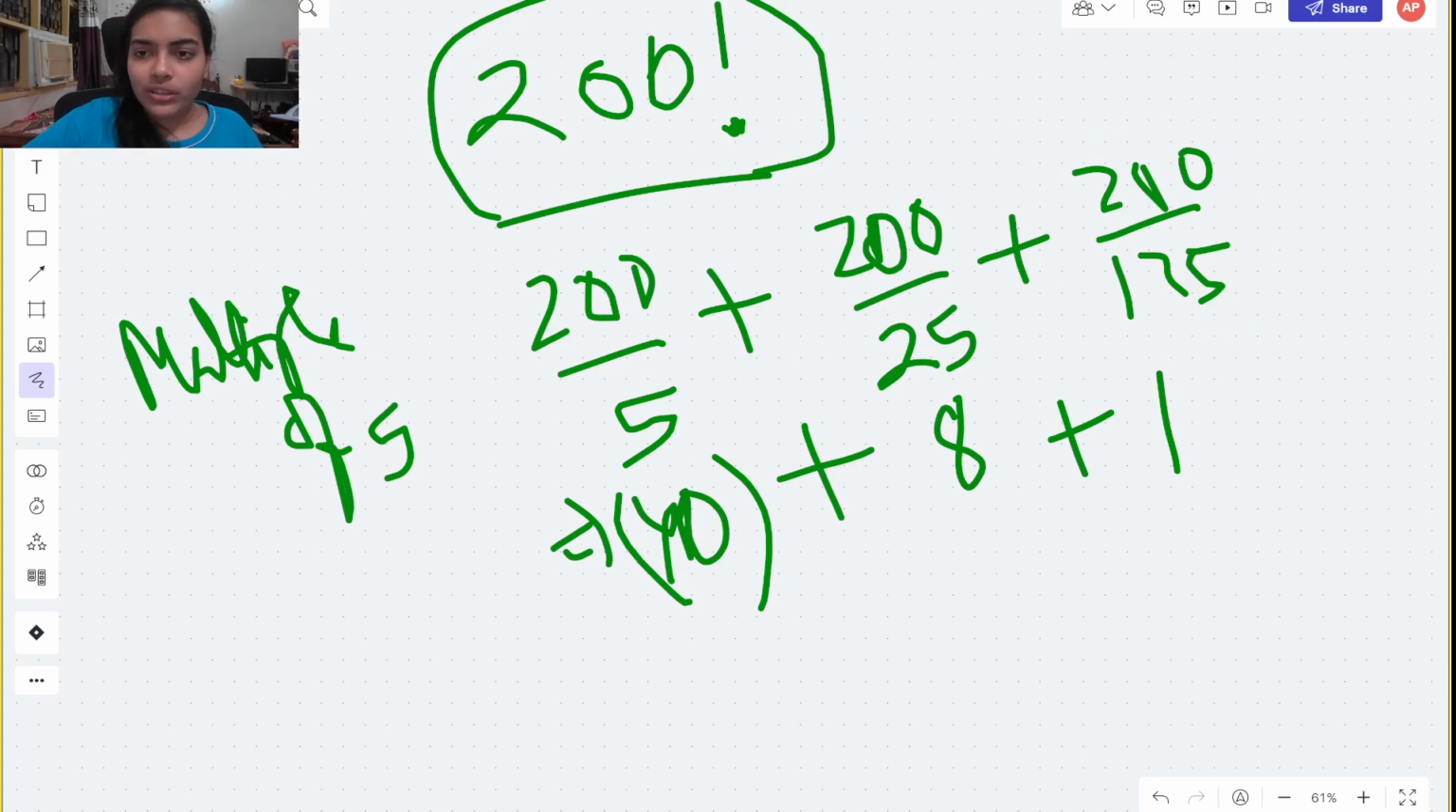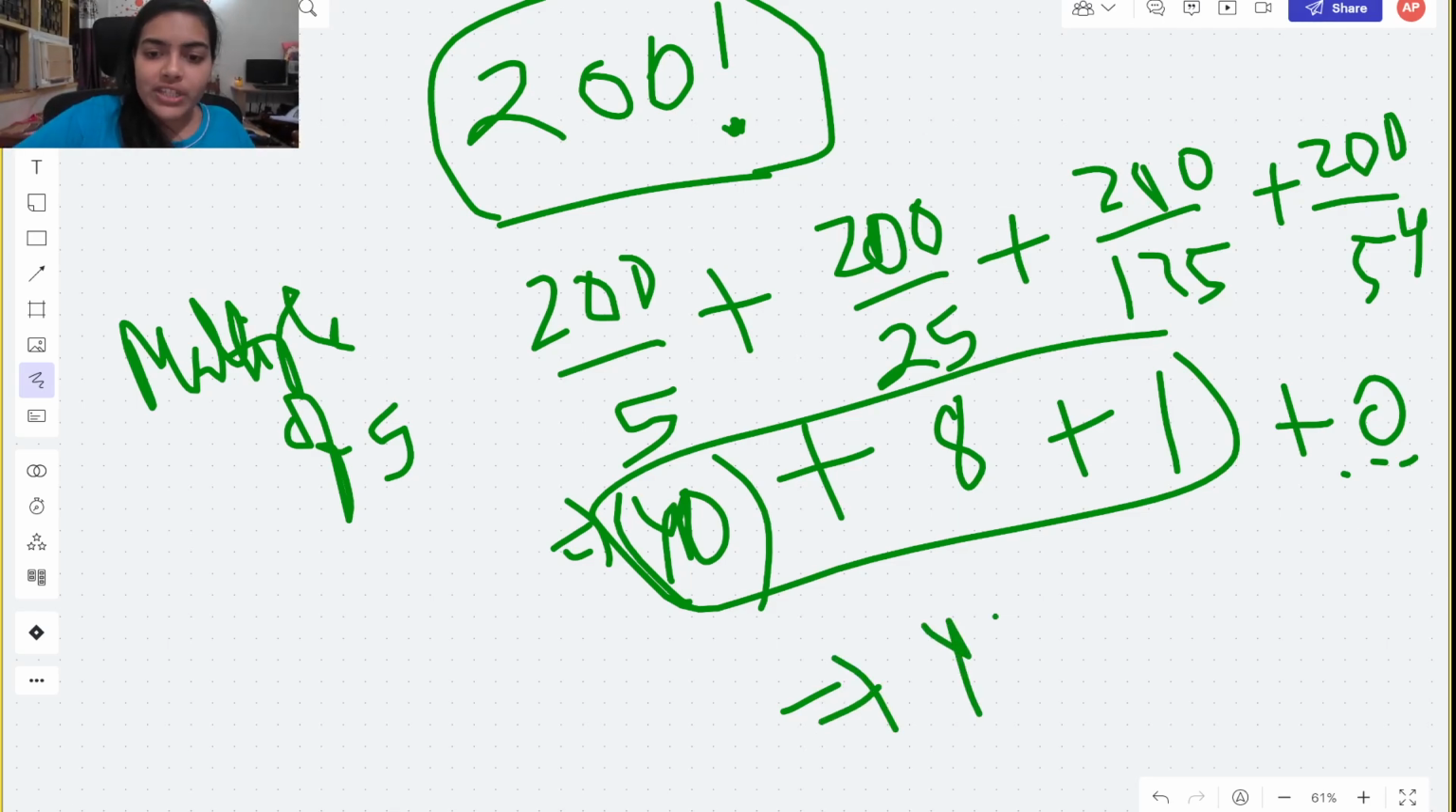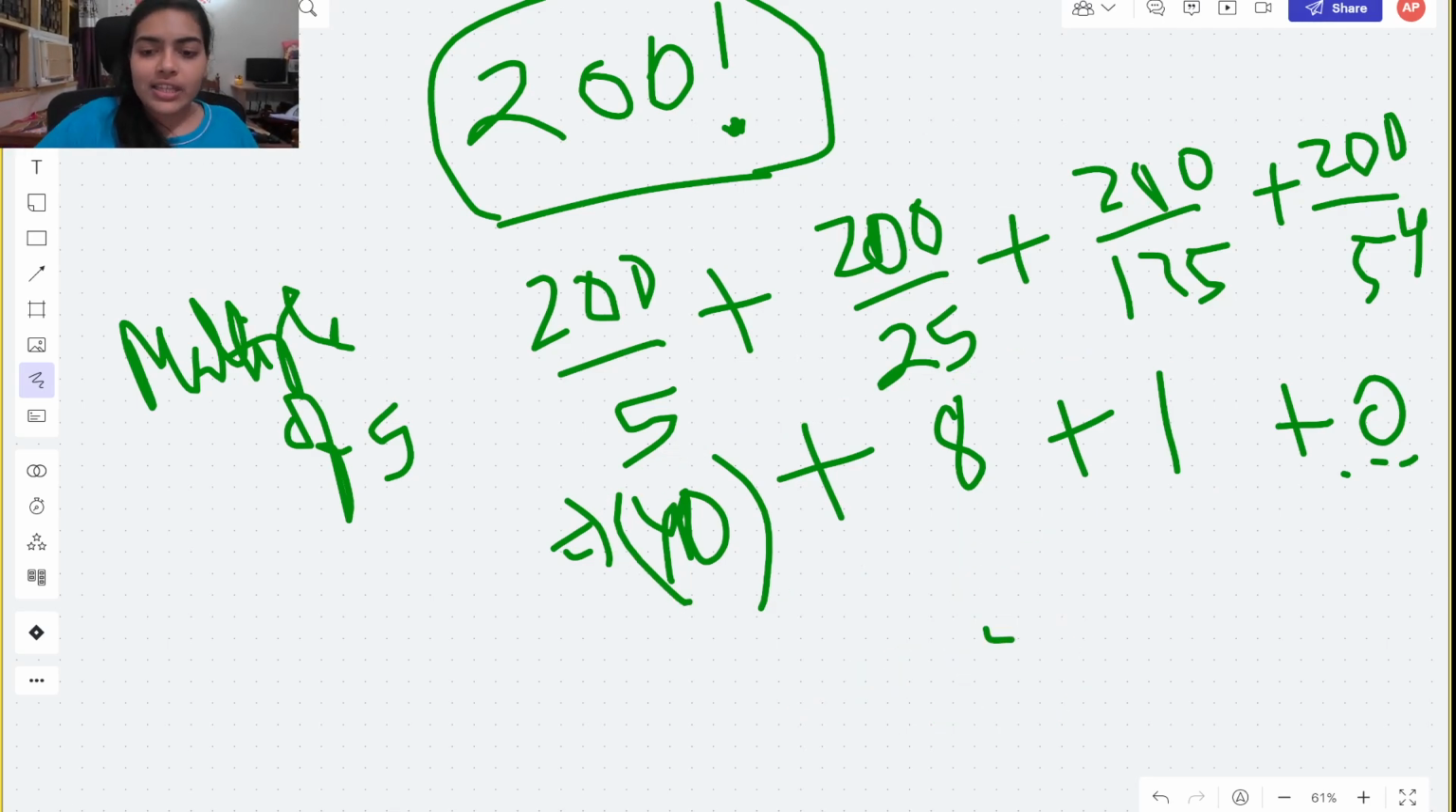If you take the value, it will be just 1. So after this, if you take 5 power 4, everything after this you are just going to get 0. So you need not include these cases. So what is the final answer? 40 plus 8 plus 1, which is equal to 49. So in this case the answer is 49.